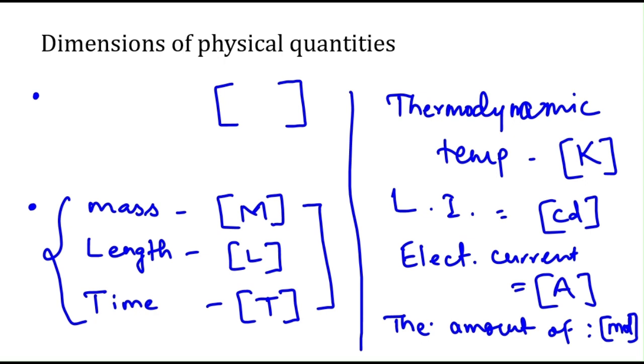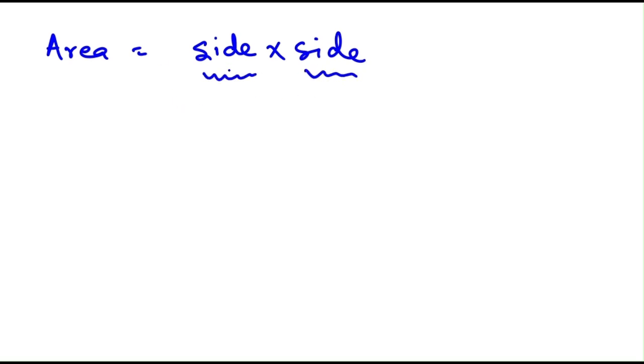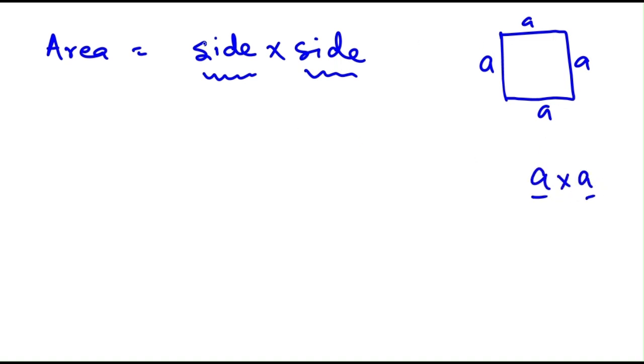Let's take some examples. Let's say we have to represent area. Suppose we have to represent the area of a square, so it should be side into side. Here we have measured the length of the side. Let's say this is a square and its side is a. So we write a into a. This is length, this is length.